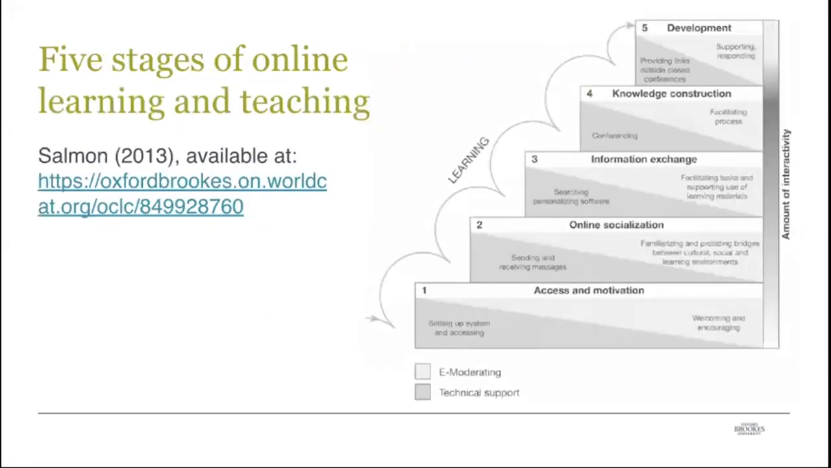Next up, we have Salmon's 5 stages of online learning and teaching. Last year, I wouldn't have included this among the key theories of learning and teaching, though it's absolutely fundamental to online learning. But this year, we're doing so much blended learning, and even the face-to-face we're doing is always at risk of being moved online. So it's useful to remind ourselves of these stages and of the fact that as online teachers, it's up to us to help scaffold our students through things like access and motivation on the bottom step, up through online socialization on the second, on through information exchange, and up towards knowledge construction and development up at the top.